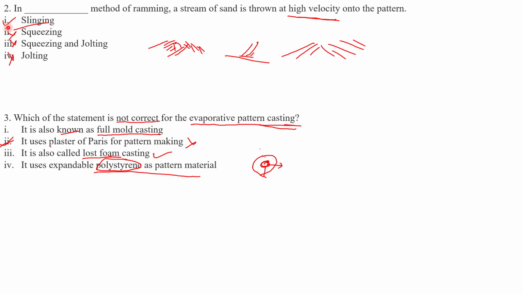Then, in the method of ramming, a stream of sand is thrown at high velocity onto the pattern. The answer was slinging, because we are talking about high velocity. So when we throw the sand at a high velocity, it is known as slinging.